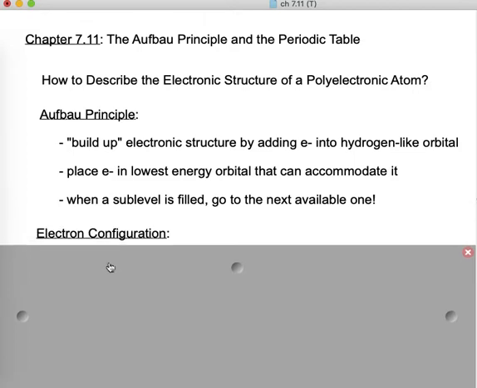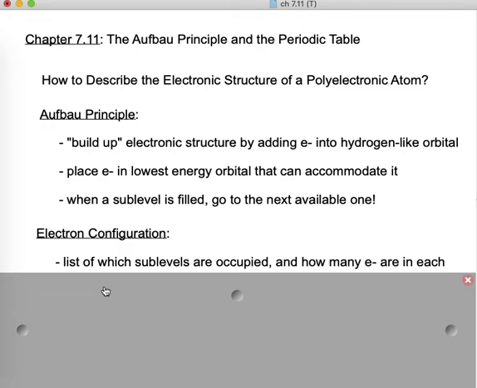Now, the electron configuration, once we've done this, is a list of which sublevels are occupied and how many electrons are in each sublevel. Once we have written that, we have solved our problem. We have described the electronic structure of a polyelectronic atom.